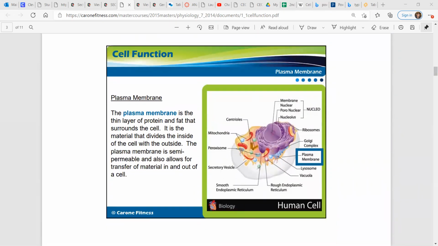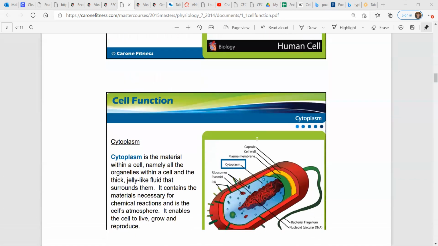Plasma membrane is the thin layer of protein and fat that surrounds the cell. It is the material that divides the inside of the cell from the outside. This plasma membrane is semi-permeable. That means it allows some things in, but it also blocks other things from coming in. It's permeable, but only somewhat. That's why they have semi in front of it.